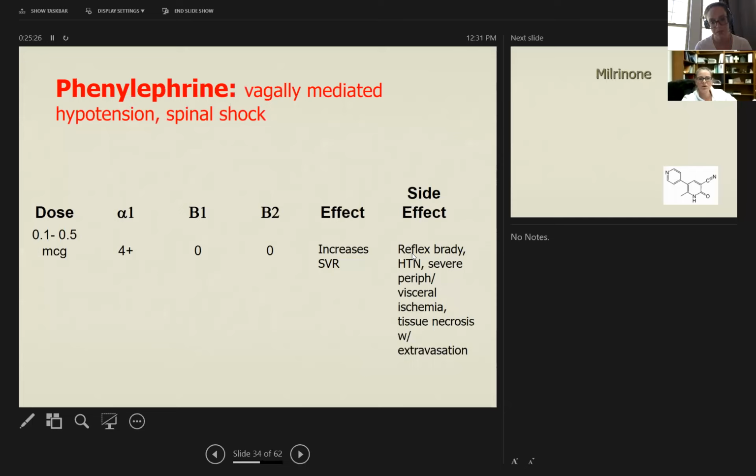What you'll see here though, is you can get huge boosts in your systolic blood pressures, which result then in a reflex bradycardia. So the heart rate often drops when you use phenylephrine.